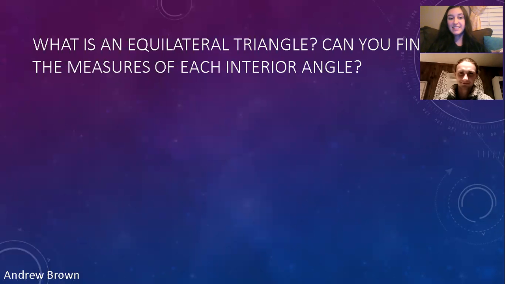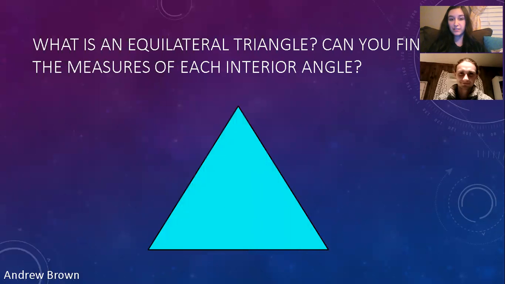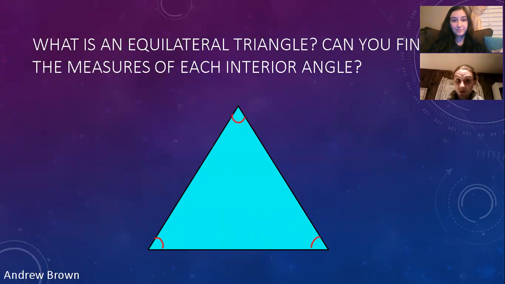What is an equilateral triangle? Can you find the measures of each interior angle? Why, certainly. An equilateral triangle is a triangle with the same side lengths and the same angle measures. Probably one of the easiest triangles we can distinguish of all the triangles we can think of, because everything's equal, hence equal and equilateral.